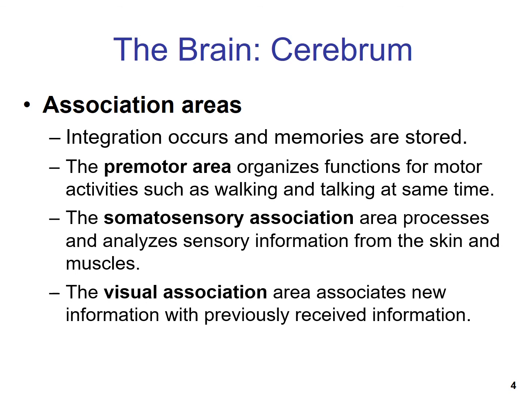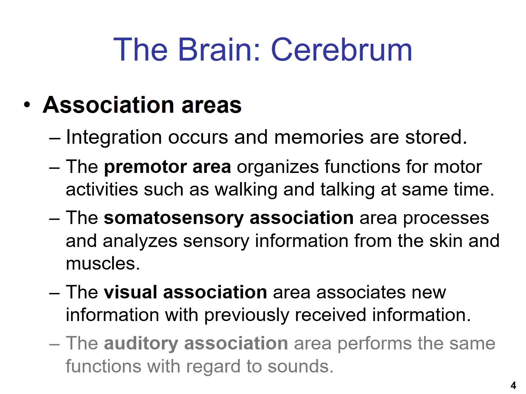The visual association area associates new information with previously received information. So when you see something, the visual association area says, oh yes, that's a lamp, or that's a glass, or that's a remote control, or that's my phone. So this is going to associate the new information that's coming in, what you're just now seeing, with information that you've received in the past.